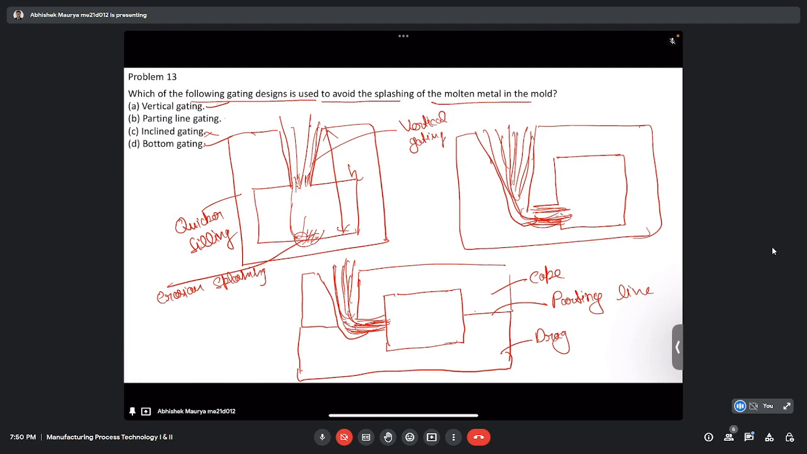So in order to avoid this, one option is to go for the bottom gating. We can avoid the erosion because the material will fall first at the bottom of the sprue, and then gently enter inside the mold, so it will not damage the mold at all. But here the molten metal has to travel a longer distance and for a longer time, so the temperature of the molten metal should be higher.